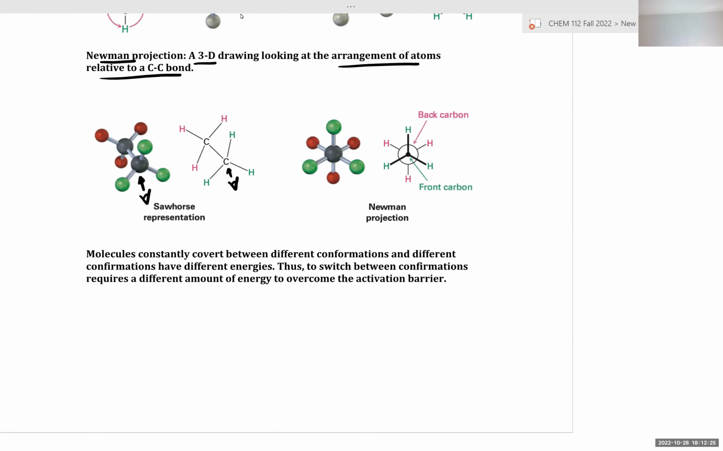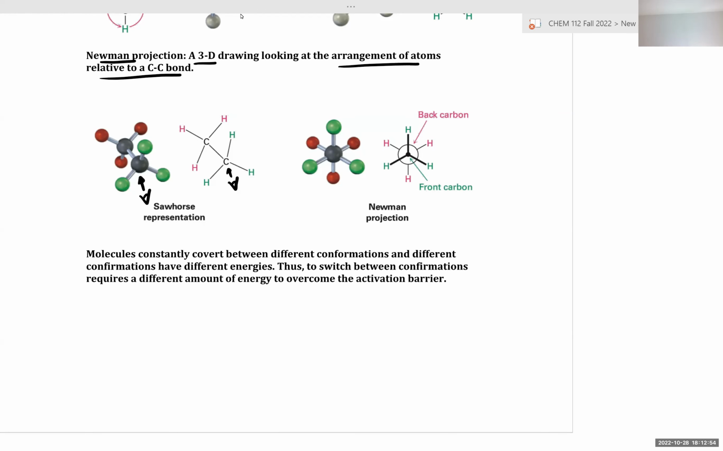When you're looking at drawing Newman projections, the front carbon is denoted with this front circle. The back carbon is hidden behind the field of view. The front substituents are drawn directly attached to the front carbon, while the back substituents are drawn in this perspective, where the back carbon is not shown, but the given carbon-hydrogen bonds are shown.